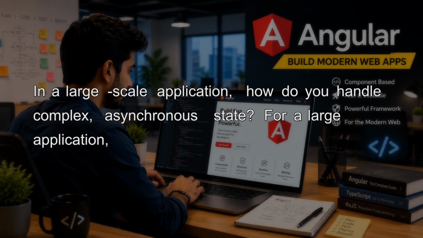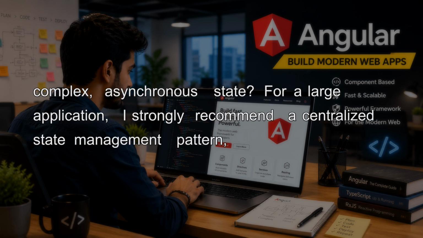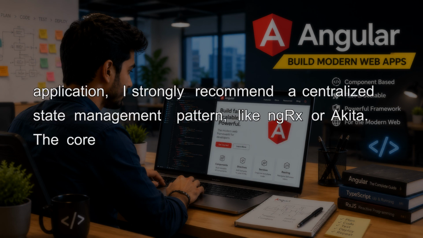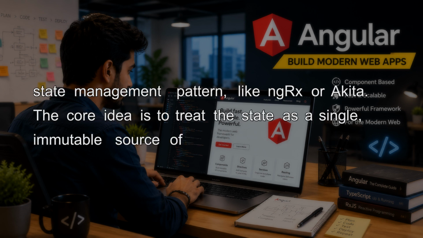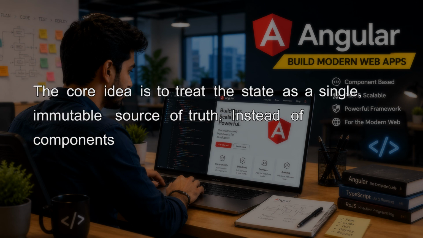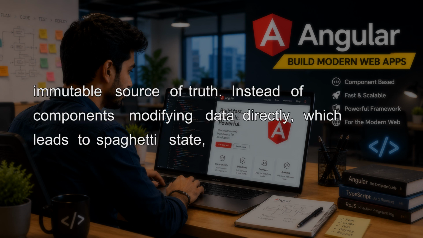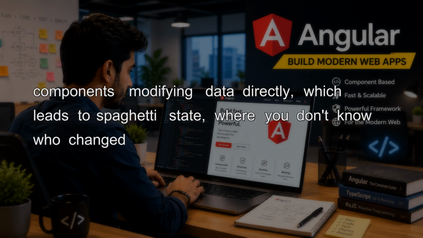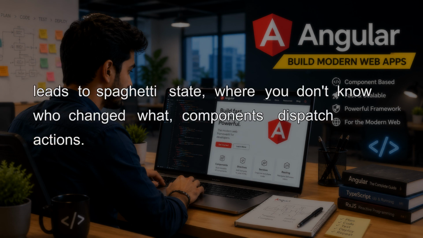For a large application, I strongly recommend a centralized state management pattern, like NgRx or Akita. The core idea is to treat the state as a single, immutable source of truth, instead of components modifying data directly, which leads to spaghetti state, where you don't know who changed what. Components dispatch actions. Actions reduce effects, that's the standard flow, right?